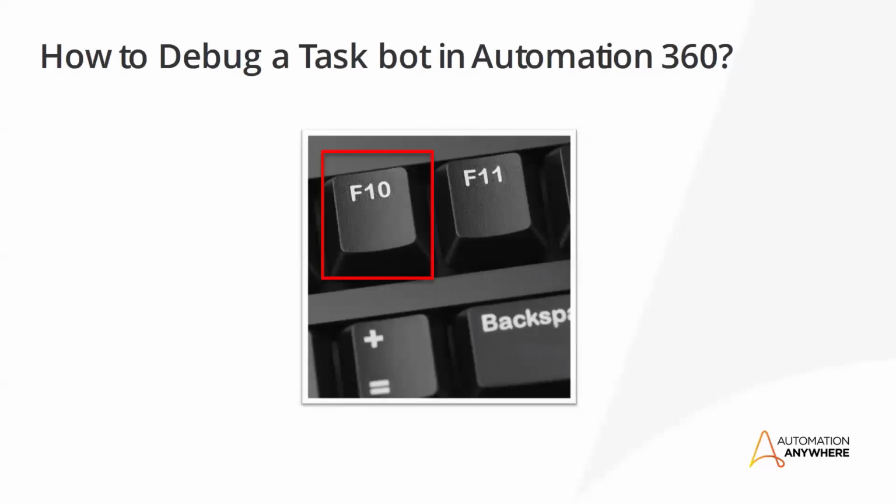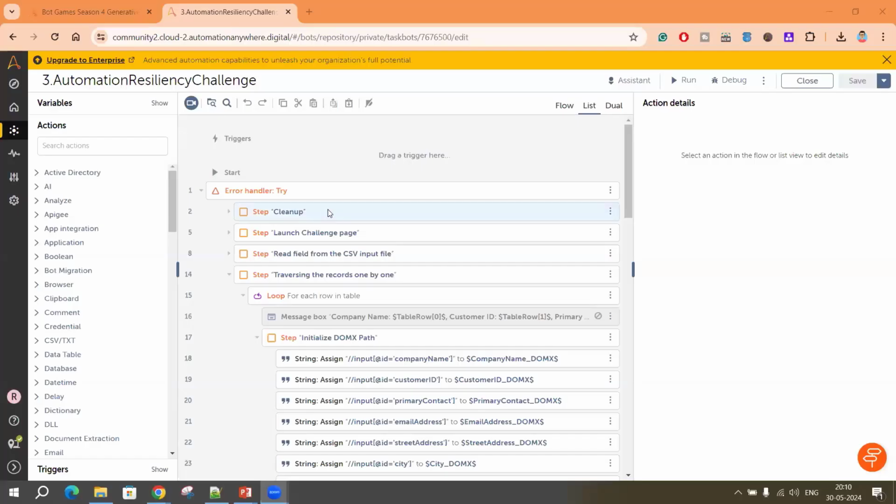Pressing F10 will not start the debugging. It will just let you open the debug menu. Okay, so let me switch over. I hope my screen is visible. Yes, it is. I'm taking one of the examples from the board game, the resiliency challenge, if you guys remember. I'm taking that for this example.